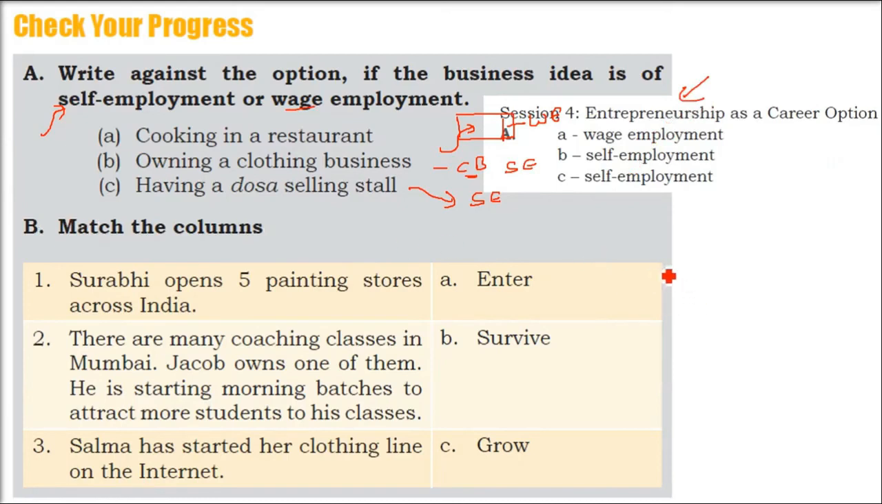Match the following. As I'm saying, in life, everywhere, you have three steps. First, you enter this world. Then you survive. And finally, you grow. If you enter and then survive, only then will you grow. And without entering, you cannot survive.